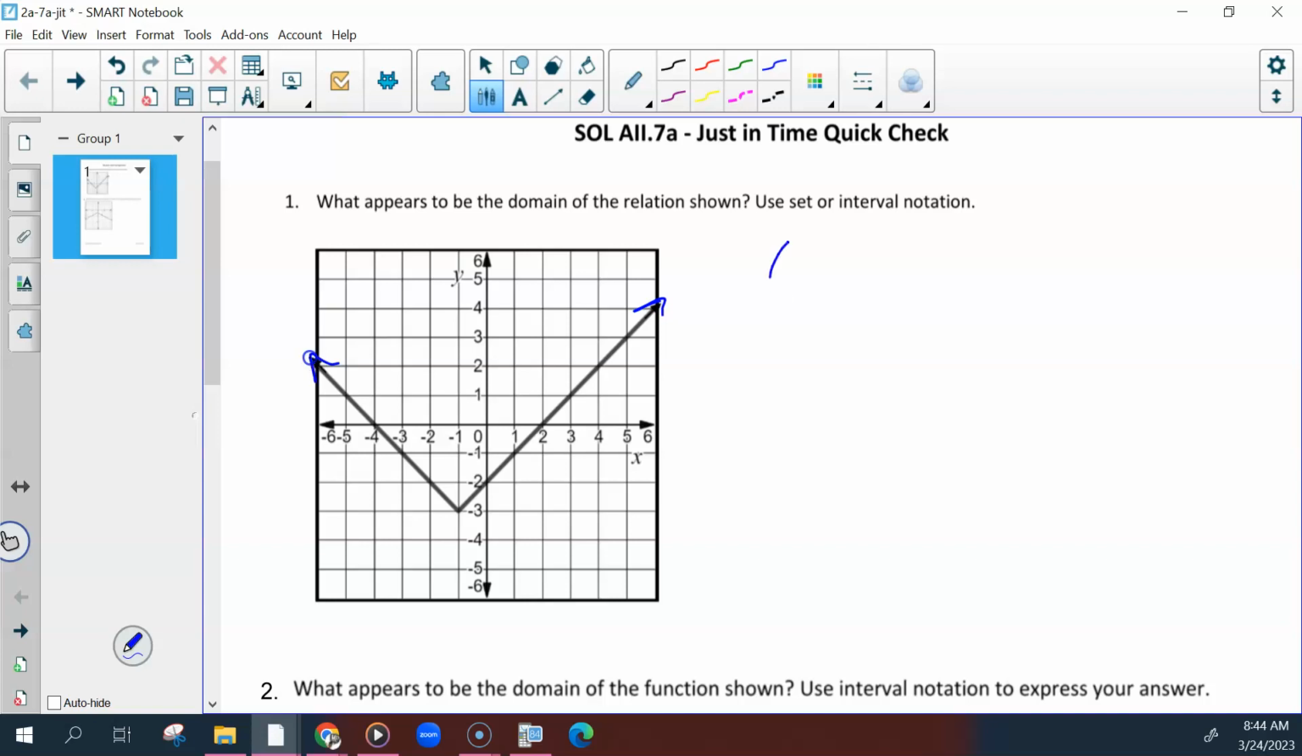So interval notation would be negative infinity to infinity. Set notation would be x in the real numbers. So you could have had either of those answers. It didn't ask you to find range or increasing, decreasing, constant, any of those, but you could have for practice. Questions on that?